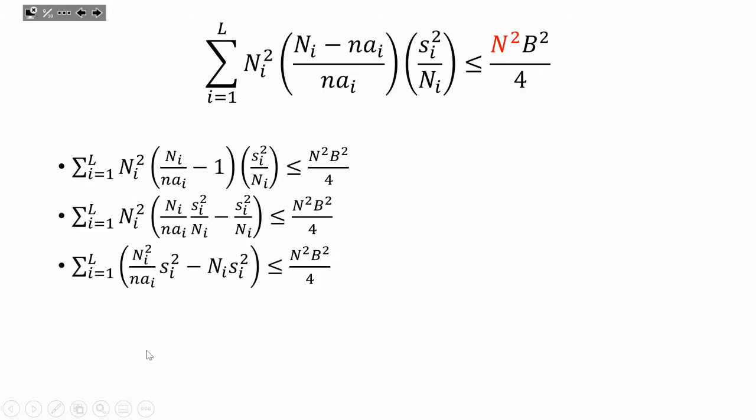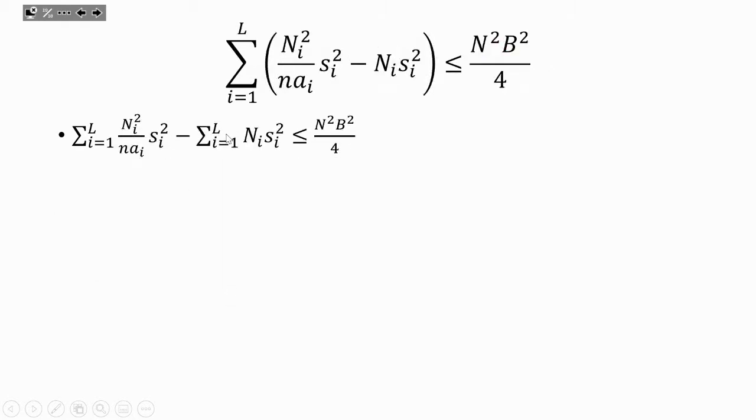And now, what we have here is a sum of a bunch of copies of things that involve this subtraction. Well, we can split that apart into the sum of n sub i squared over n a sub i times s sub i squared minus the sum of big N sub i times s sub i squared. So try finishing the problem from here. Try isolating little n on one side of the inequality.